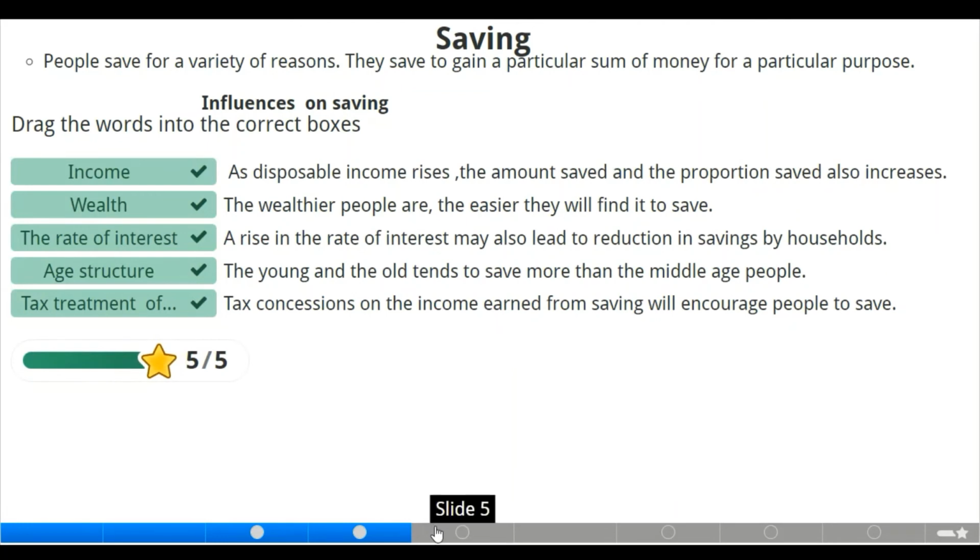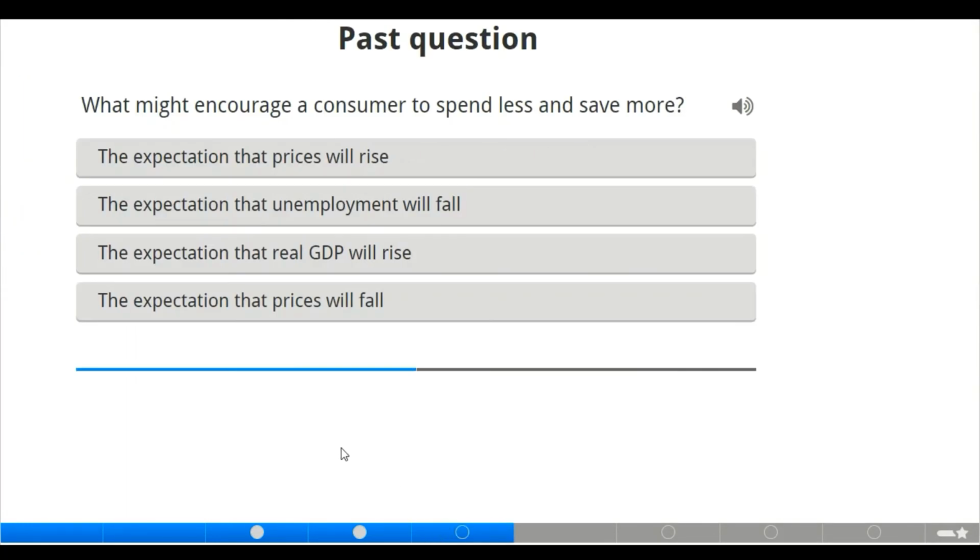So now let us move to the next activity here. What might encourage the consumer to spend less and save more? To spend less and save more. Now, what should be our answer here?